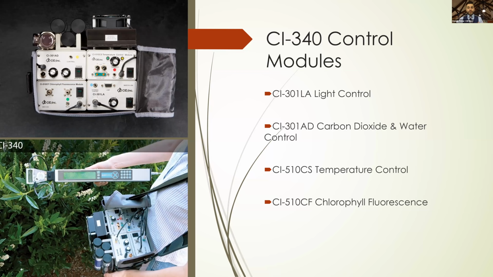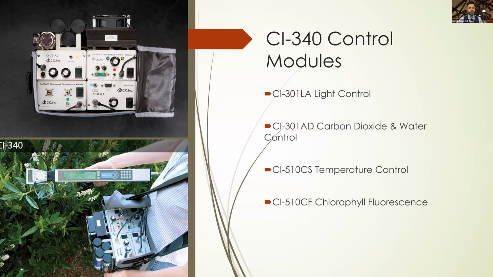Now, we also have 4 optional control modules for use in the field or lab for assessment of plant response and variable conditions. The light module, the CI-301LA, allows researchers to adjust light intensity received by the leaf in the chamber. The second one, the 301AD, carbon dioxide and water control, enables researchers to set or adjust carbon dioxide and water concentrations in the chamber in order to investigate related physiological changes.